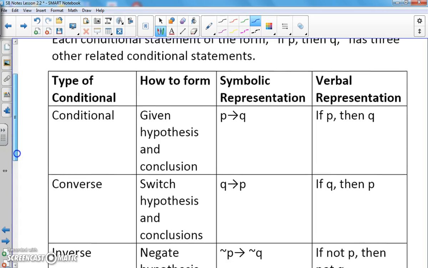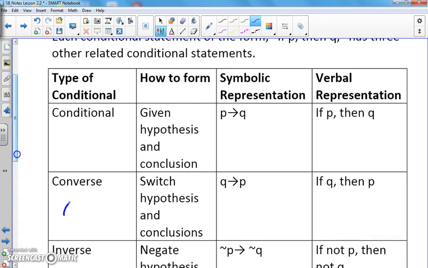Your converse switches your hypothesis and conclusion. You're going to flip these two. So instead of if P then Q, we have if Q then P. So we've just reversed our hypothesis and conclusion.